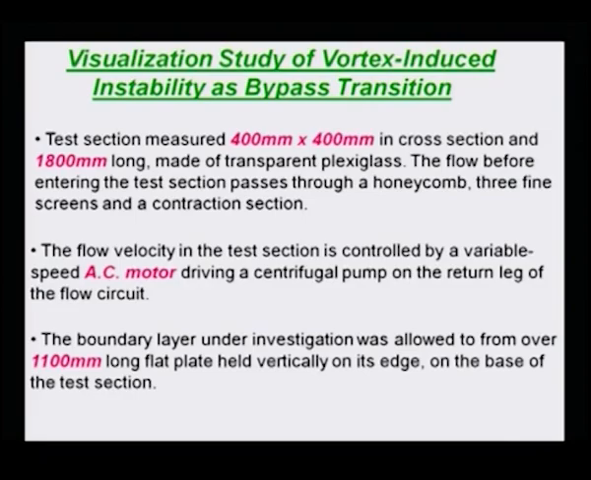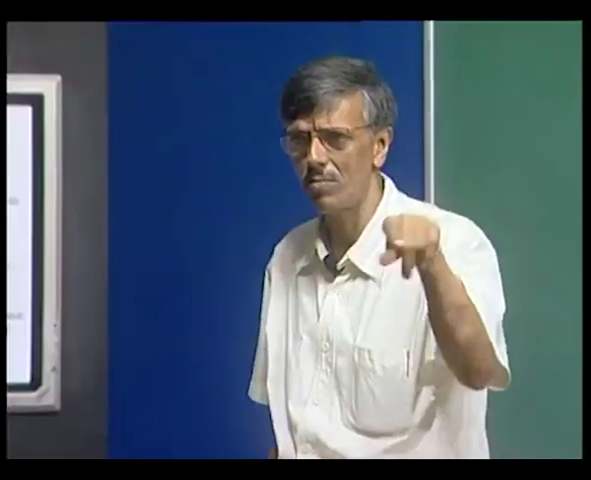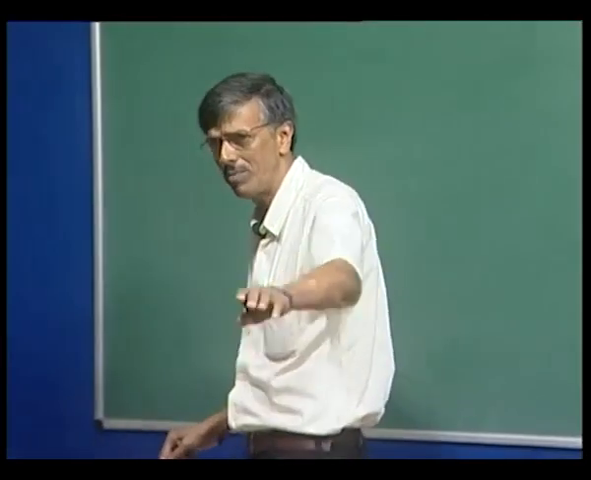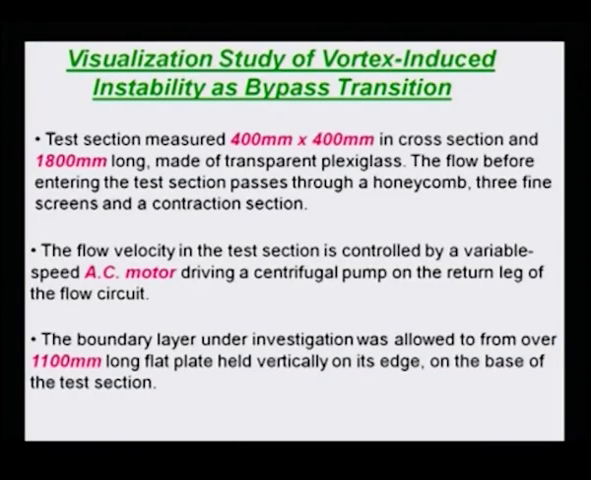These are some of the details of the tunnel. The test section was not very big. It's simply 40 centimeter by 40 centimeter. We had about 1800 mm long test section made of transparent plexiglass. The flow was made to be quiet by passing it through a series of honeycombs and screens, apart from the contraction section itself.